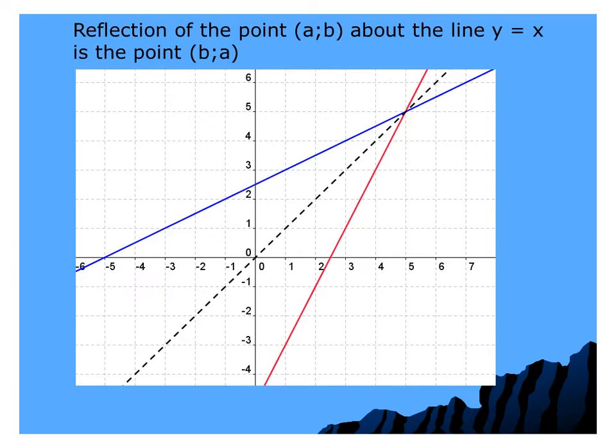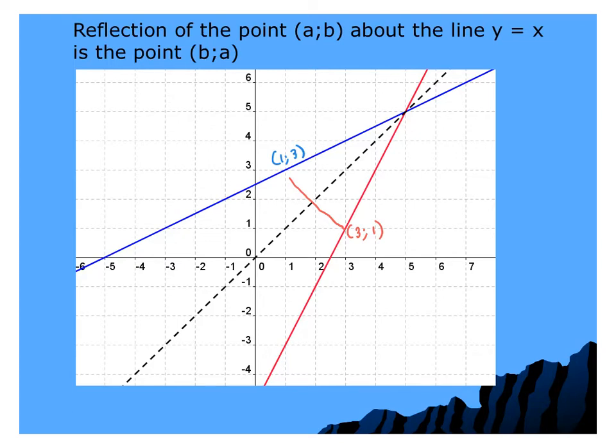What we also notice is that the blue line over here, which has the coordinates of x equals 1 and y equals 3, is mirrored to this point over here, where x equals 3 and y equals 1. What have we done? We have swapped y and x.